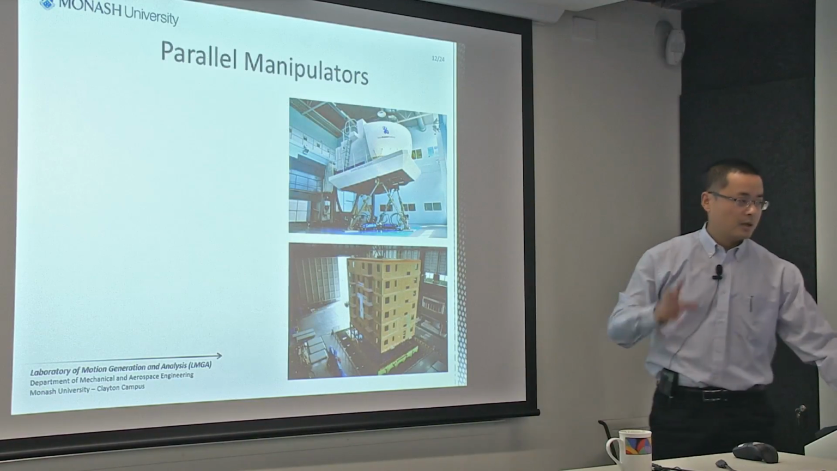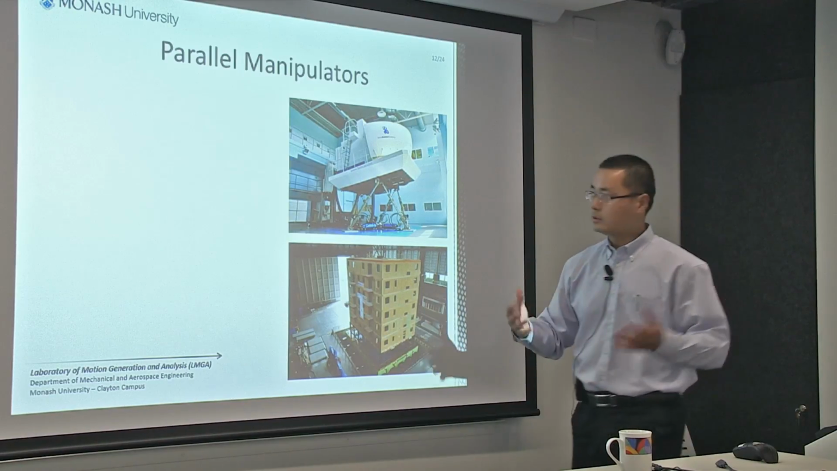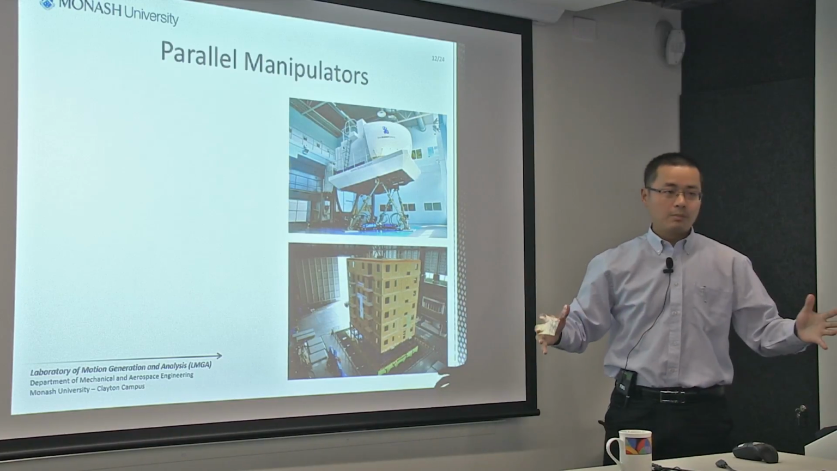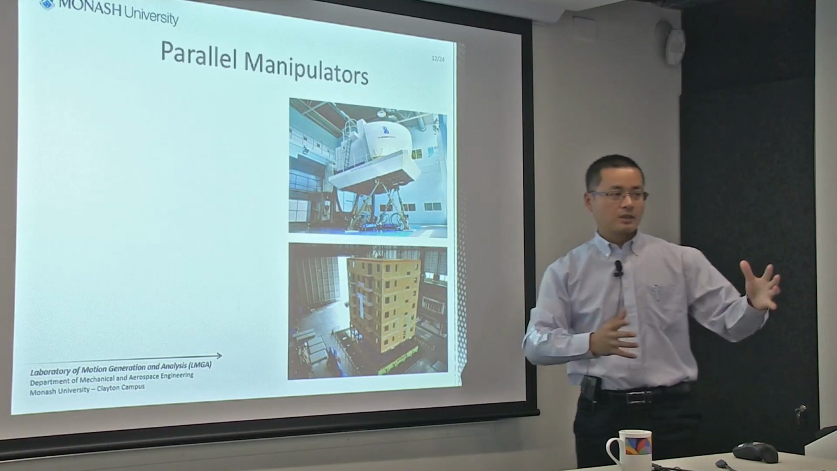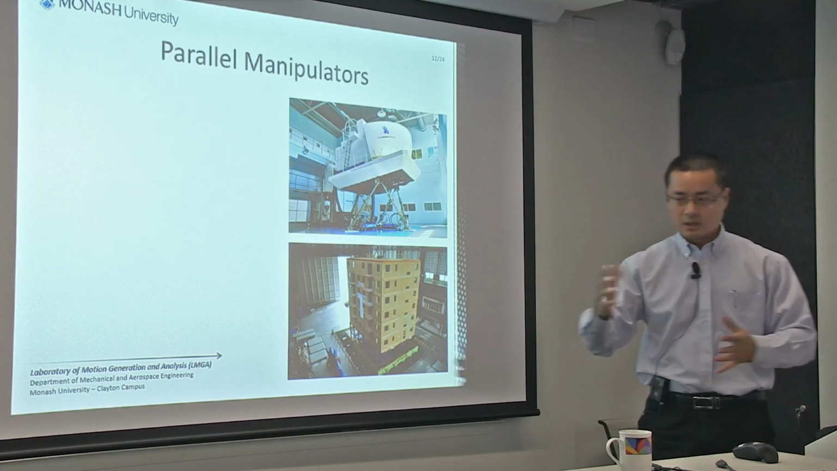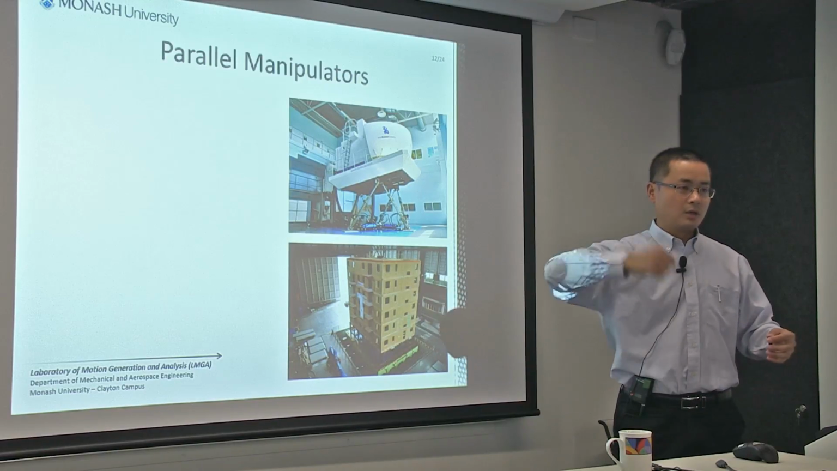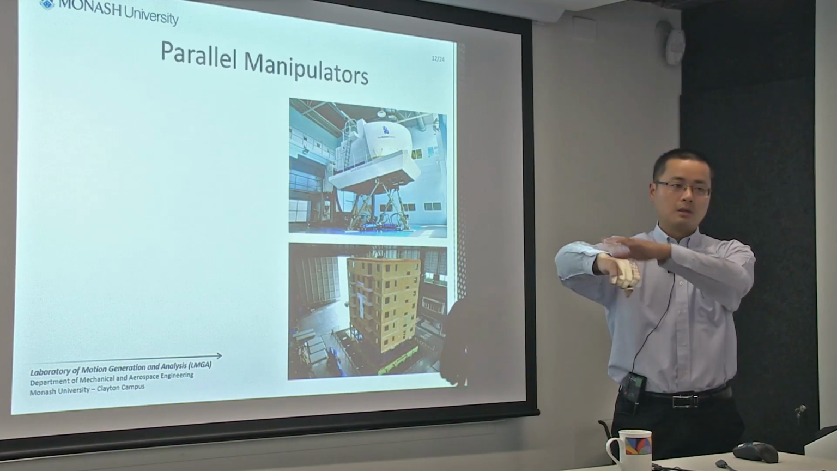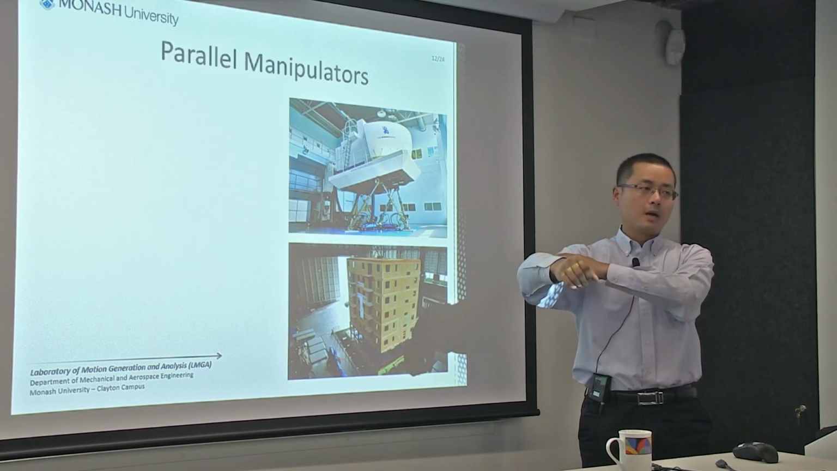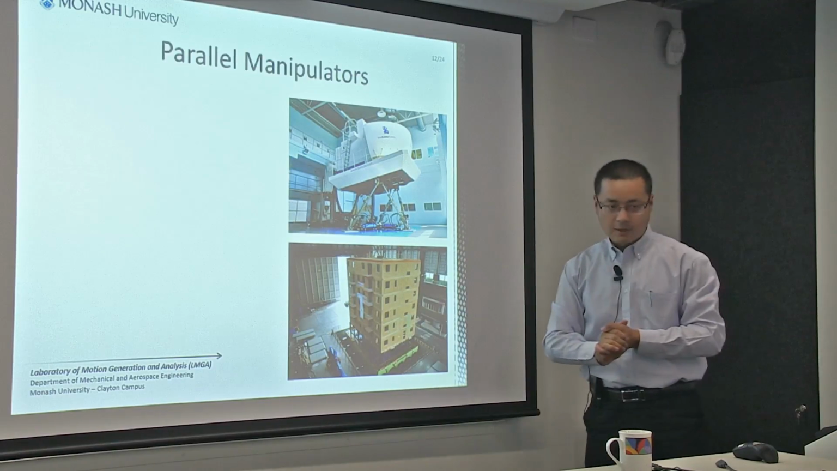Okay, the second topic I want to mention in my research is about parallel manipulators. Parallel manipulators are a different class of robotic manipulator, which is different from the most standard industry robotic manipulator, such as our arm. Those standard robotic arms look like our human arm. It is a serial arm, but this one is parallel.